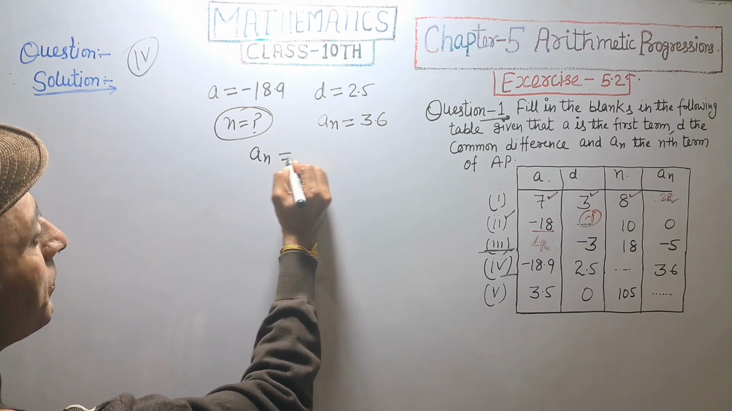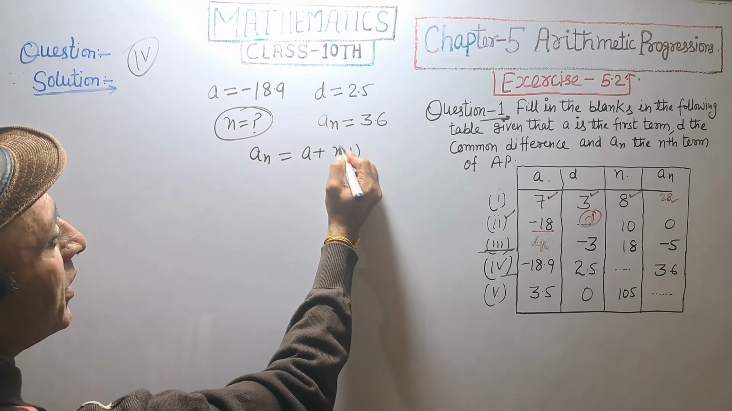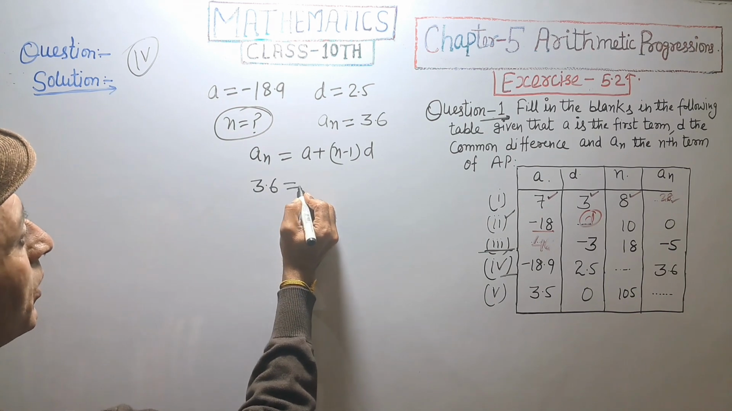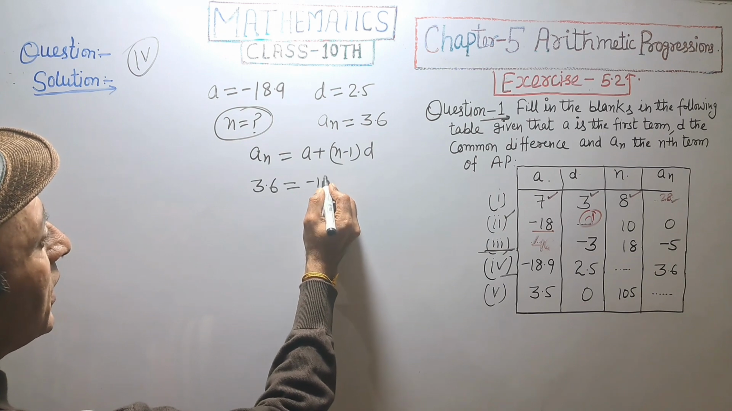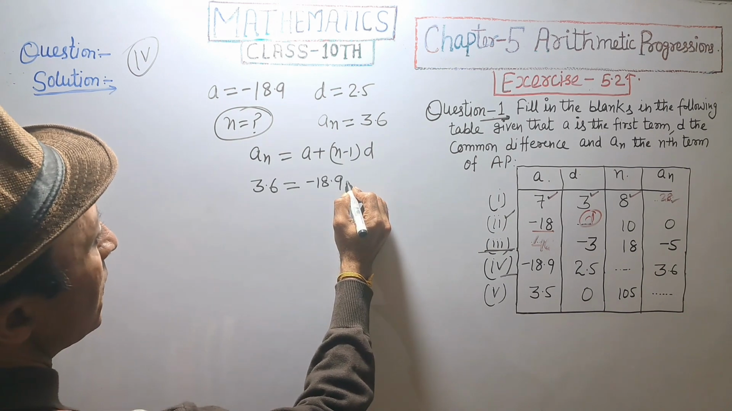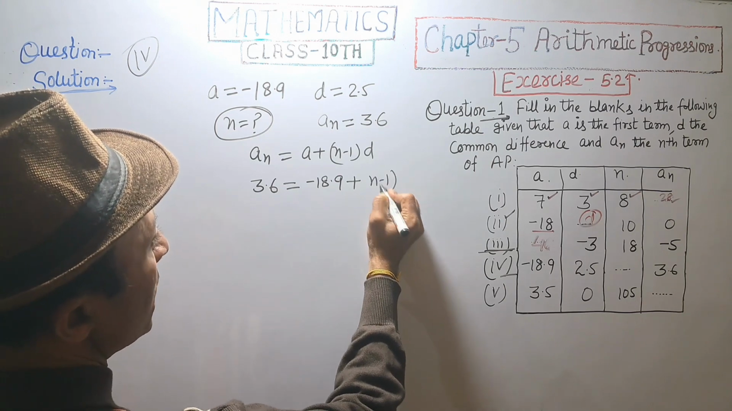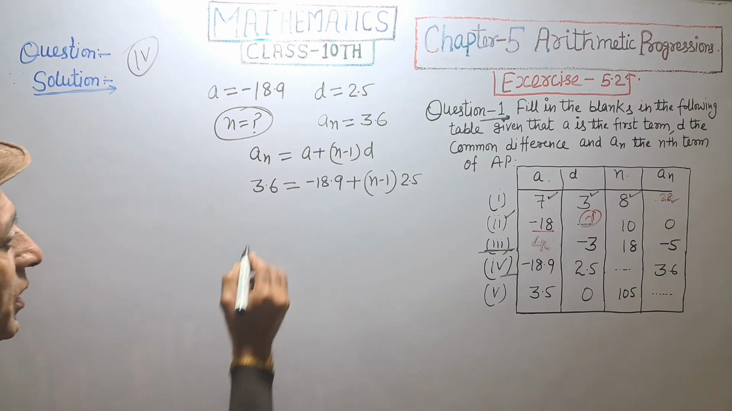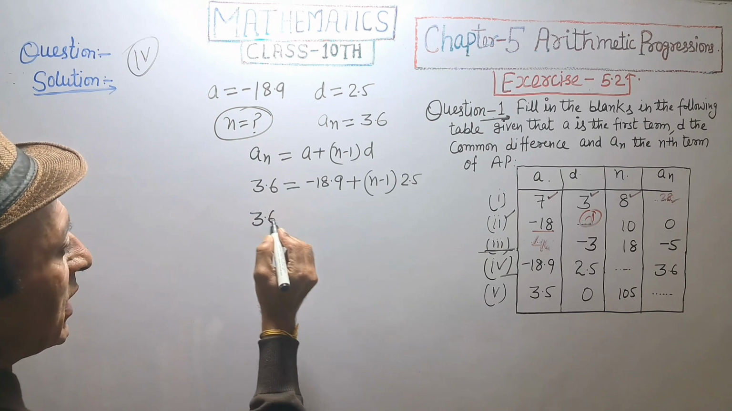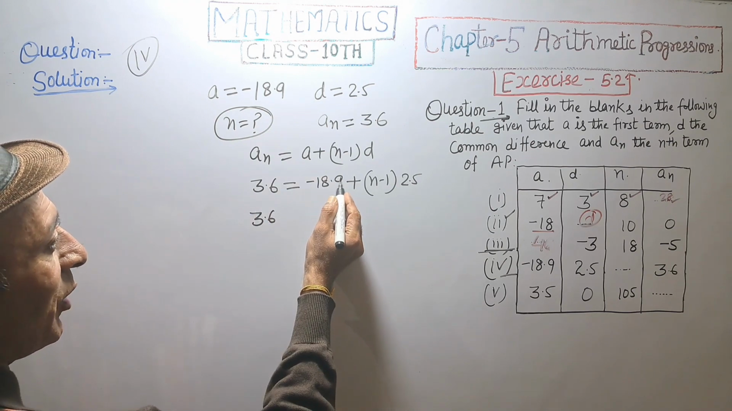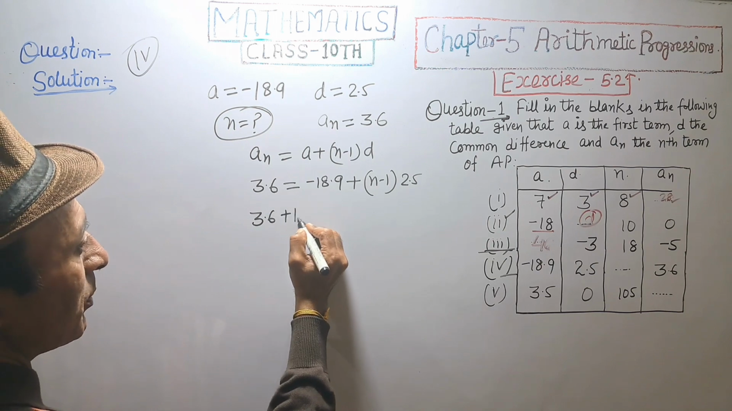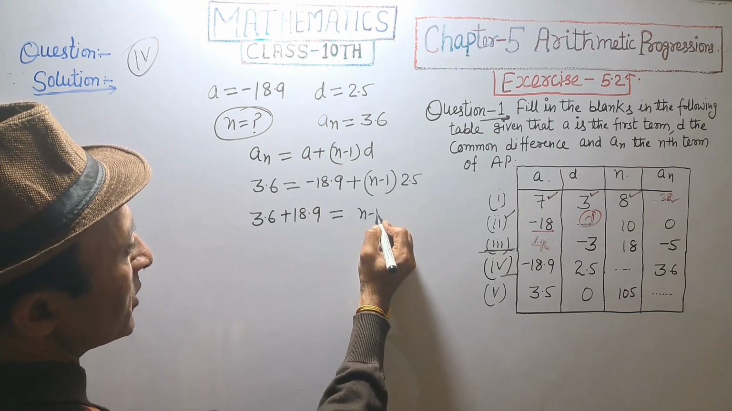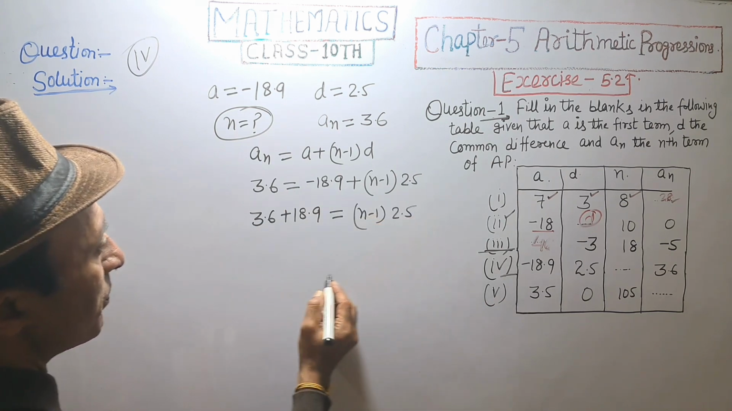An is equal to A plus N minus 1 into D. An is given 3.6, which is equal to A, which is minus 18.9, plus N minus 1 into D, which is equal to 2.5. 3.6 on the left side, shifting minus 18.9 to the left, that is positive 18.9, is equal to N minus 1 into 2.5.